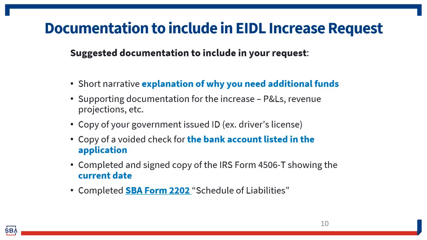Again, the copy of your government issued ID and a copy of the voided check, same thing, needs to be for the proper bank account that was in the application. A completed and signed copy of the IRS Form 4506T. Even if you already submitted one with your initial application, submit it again with the current date. And then also they will ask you for that Form 2202, the Schedule of Liabilities. So hopefully relatively easy process. And again, you're just attaching all of that to the email that you're sending to COVID EIDL increase requests.